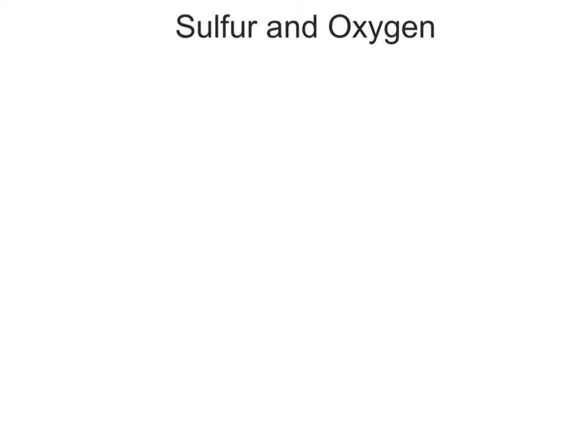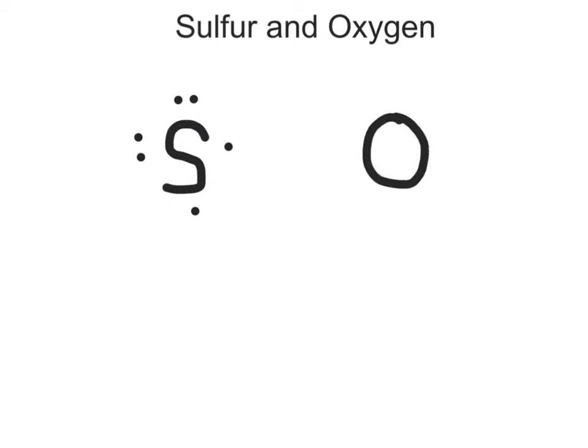Here in our next example, we're going to combine sulfur and oxygen. Sulfur has 6 valence electrons, and oxygen also has 6 valence electrons. So, like we said before, these electrons that are paired up cannot be involved in the bonding. So the only electrons that are available to be involved in bonding in sulfur are these 2, and the only ones that are available for bonding in oxygen are these 2.